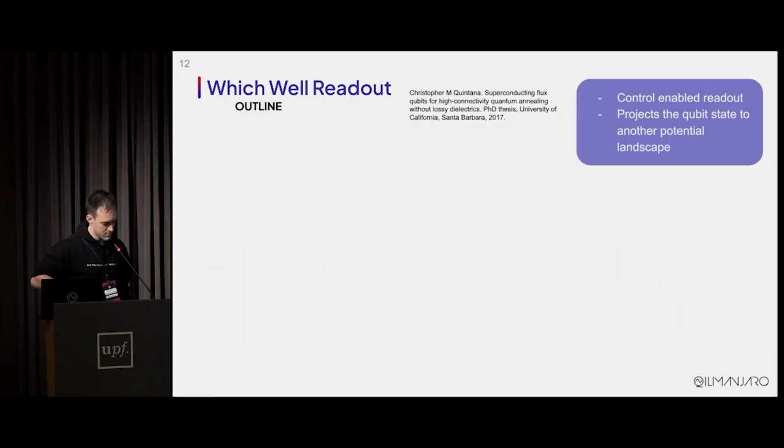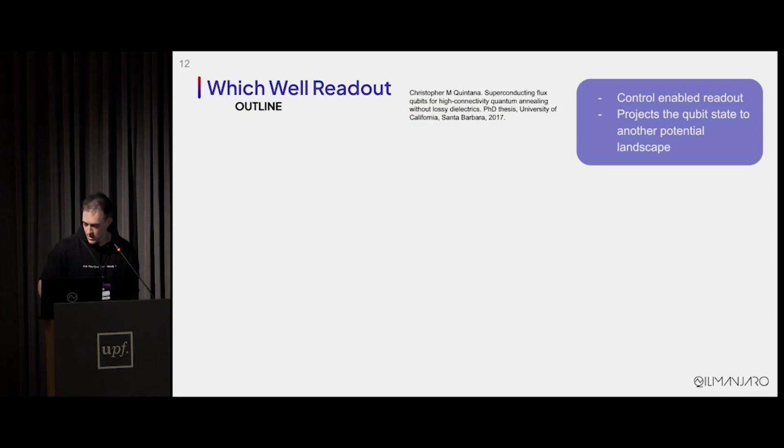And this is what gets us to the main topic of this talk, which is the Weitzwell readout. And this is a different approach to this persistent current readout that relies, instead of on adding more elements like this tunable resonator, on having good control over our qubits to project the persistent current state of the qubit to a potential shape where this readout can actually be done via normal dispersive shift. And this is a method that was introduced by Chris Quintana in his PhD thesis at UCSB, and we are basically basing the research on this and expanding a bit on it.